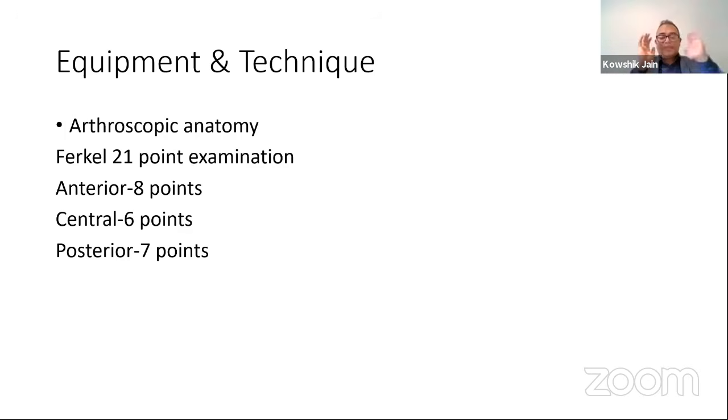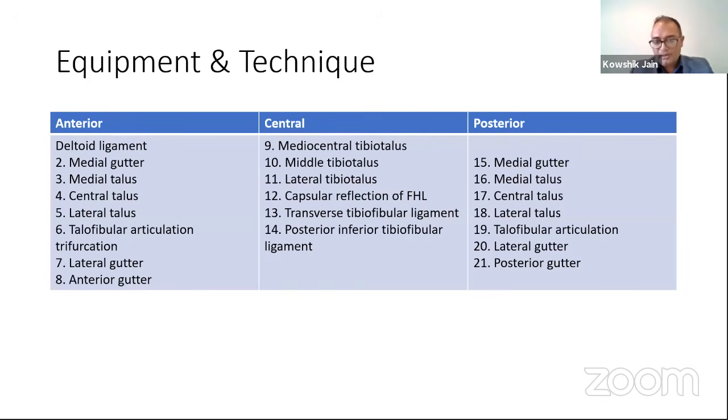It will look as if you're seeing the ankle from the front when you perform your arthroscopy using the anterolateral portal. And getting to the lateral gutter is a lot easier through the anterolateral portal than the anteromedial portal. And getting into the medial gutter is a lot easier from the anteromedial portal as compared to the anterolateral portal. So let's focus on the 21 points that Ferkel has described.